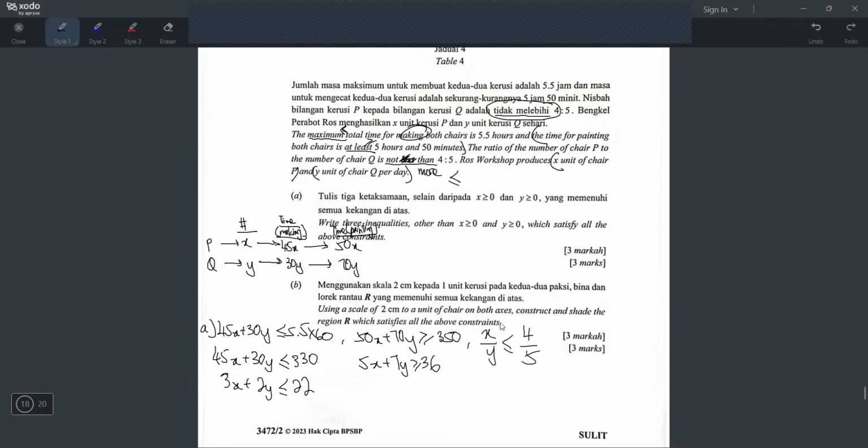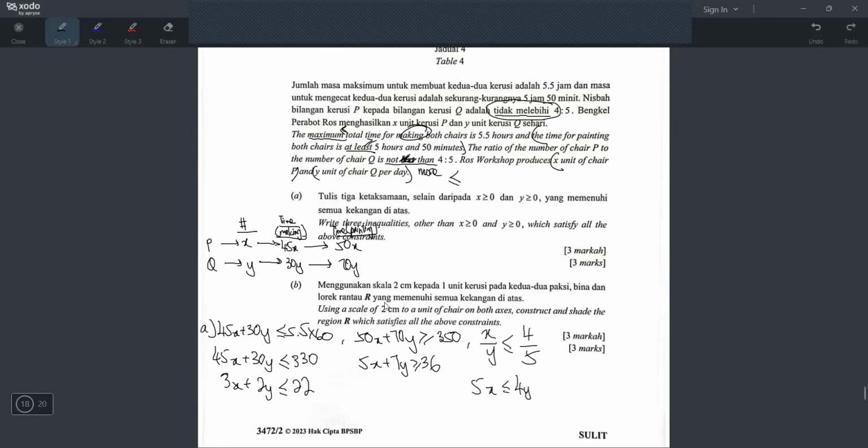Okay. The question is wrong already. Originally it says not less than, but in the Malay it says tidak melebihi. That's why the question is wrong. Okay, so how to simplify this? You can cross multiply. So 5 times x is 5x, smaller sama dengan 4y.